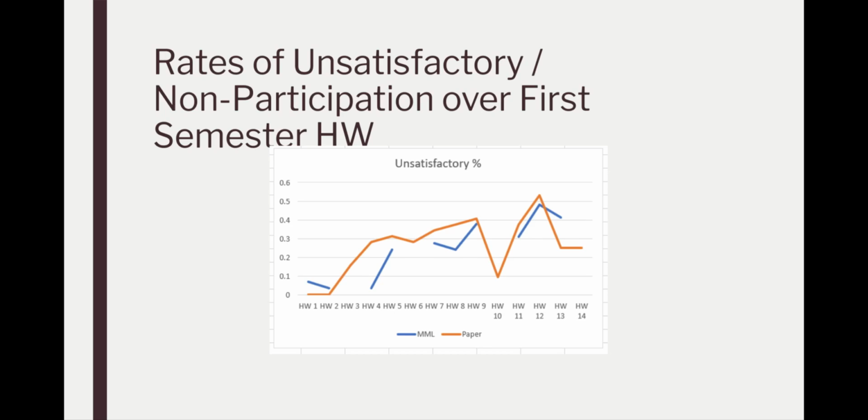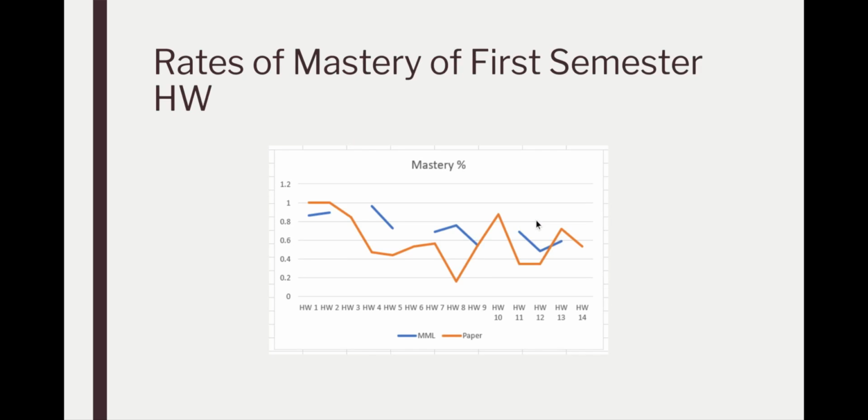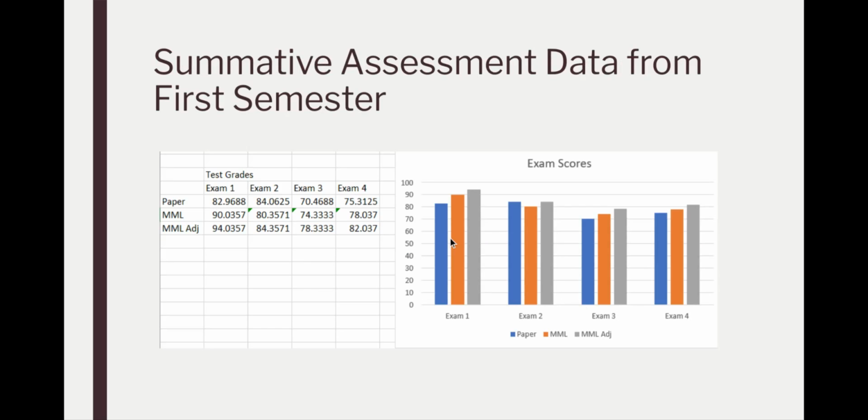Here are the unsatisfactory percentages for both MyMathLab and paper. Also, at the beginning, you see a learning curve with the technology meant that MyMathLab had a higher unsatisfactory rate at the very beginning, in the first 2 homework assignments. However, again, you see a lower incidence of unsatisfactory work throughout the remainder of the semester. The mastery percentage, those students who scored above an 85%, again, was lower at the very beginning, but higher throughout the remainder of the year. Did these translate into higher summative scores? They absolutely did.